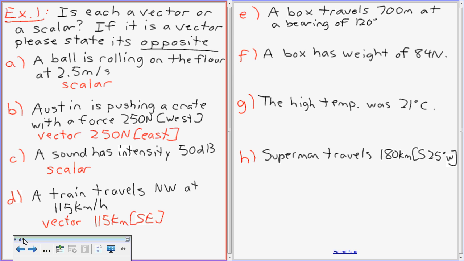All right, a box travels 700 meters at a bearing of 120 degrees. Vector or scalar? Okay, go ahead, Nicole. This is a vector, for sure. Now, this one's a little bit tricky. Did you get an answer for what the bearing would be? Would it be 300 meters? Let's find out, because I don't even know.